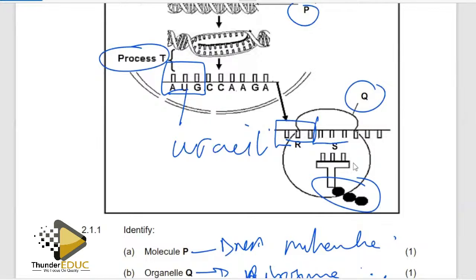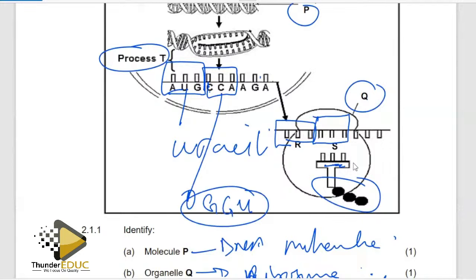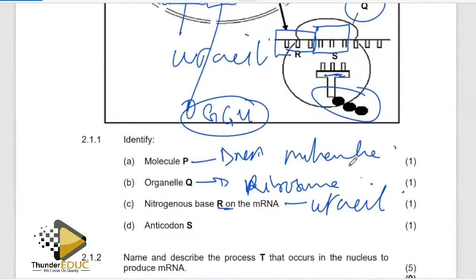I might not know what S is here. Yes, if this is the S, yes. So it means that I will go back here. Remember, this is messenger, but they said anticodon, which means on the transfer RNA. So I will say that it's going to be GGU, yes, if I take that route.